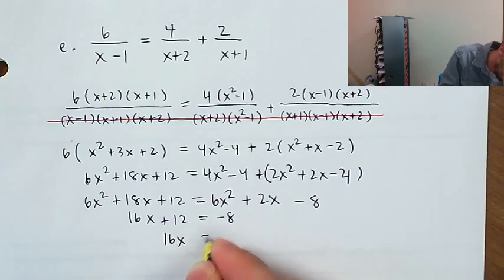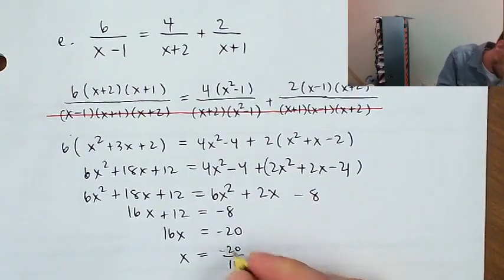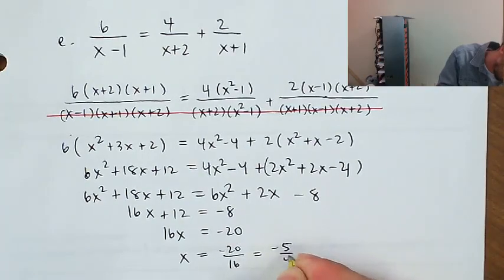Subtract 16x equals negative 20. x equals negative 20 divided by 16. Both of those are divisible by 4, so I might call that negative 5 over 4.